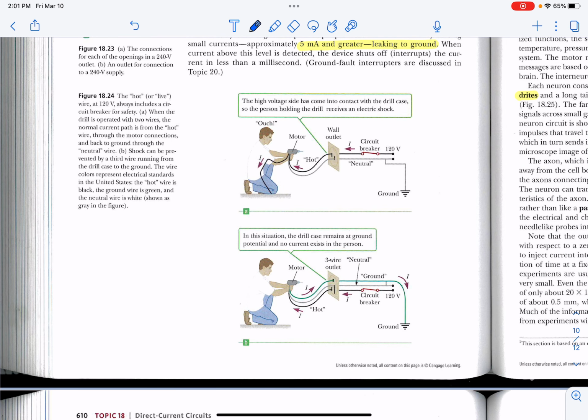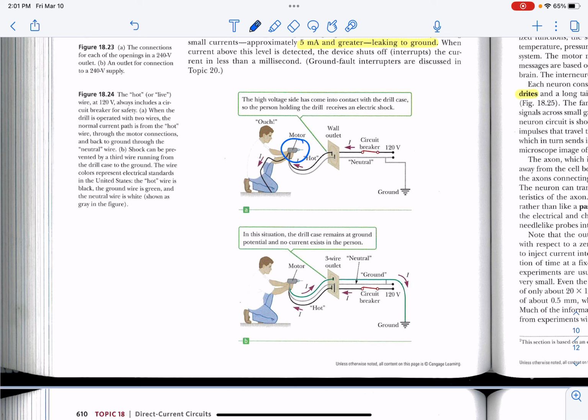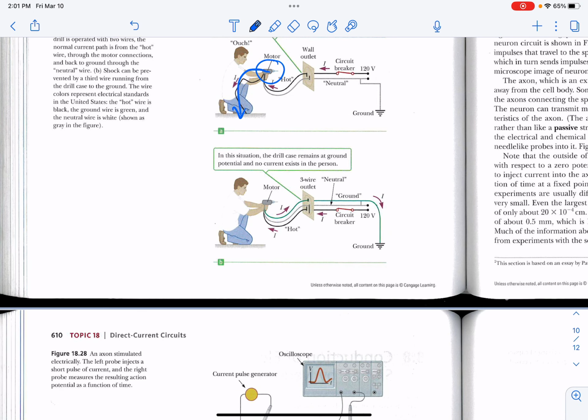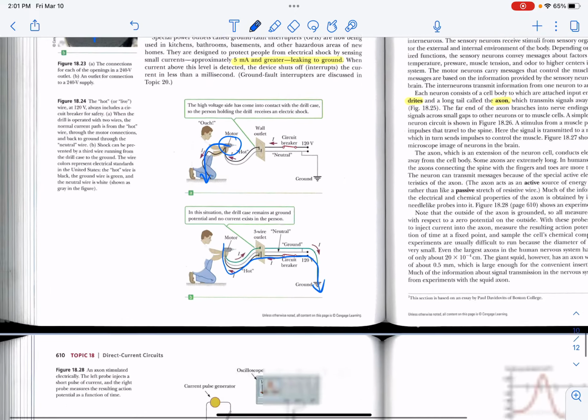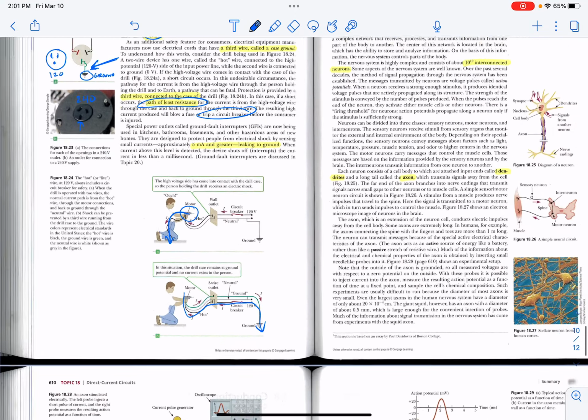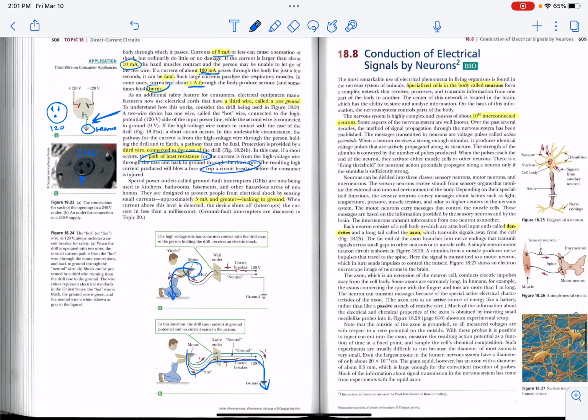Maybe you've heard of a ground fault interrupter. A ground fault interrupter is a way of protecting you if your piece of equipment, in this case an electric drill, is getting old and there's a frayed wire, maybe it's been dropped and it's rattling inside. If the electricity were to touch the case, the electricity is going to go through you. That's not good. You hate it when that happens. But if you've got that third wire, it is going to take it back to the ground. That's a safety mechanism.